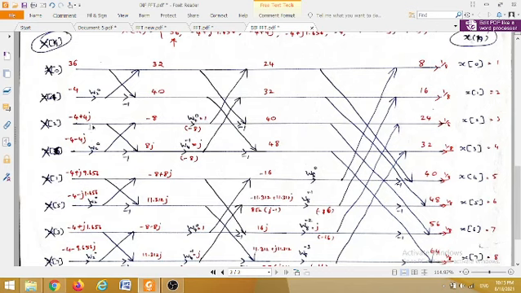So in the 2-point structure, we have minus 4 plus j 9.656 and minus 4 minus j 1.656. So adding them, the real term is minus 4 minus 4, so we will be getting minus 8, and here it is plus 9.656j and minus 1.656j. So adding them, you will be getting plus 8j, minus 8 plus 8j.